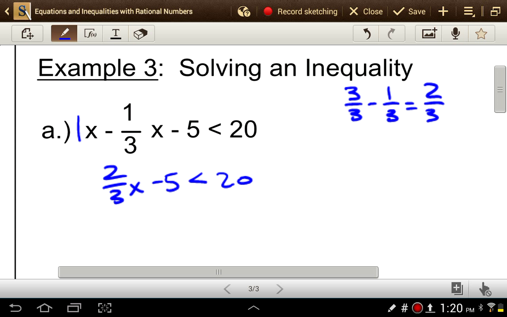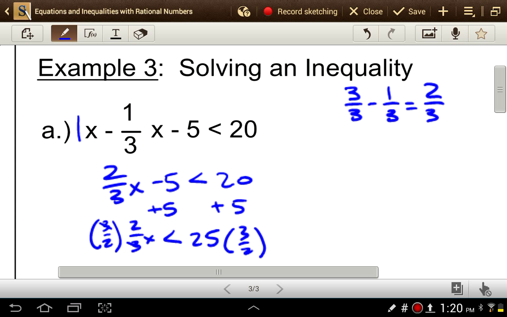So sometimes you want to make a decision like that. And I'm going to add 5 to both sides. If you did get rid of it by multiplying by 3, you have to multiply everything by 3. That would give me 2/3 x, that's 0, is less than 25. Now I'm going to use my multiplicative inverse steps. I'm going to multiply both sides by 3/2.